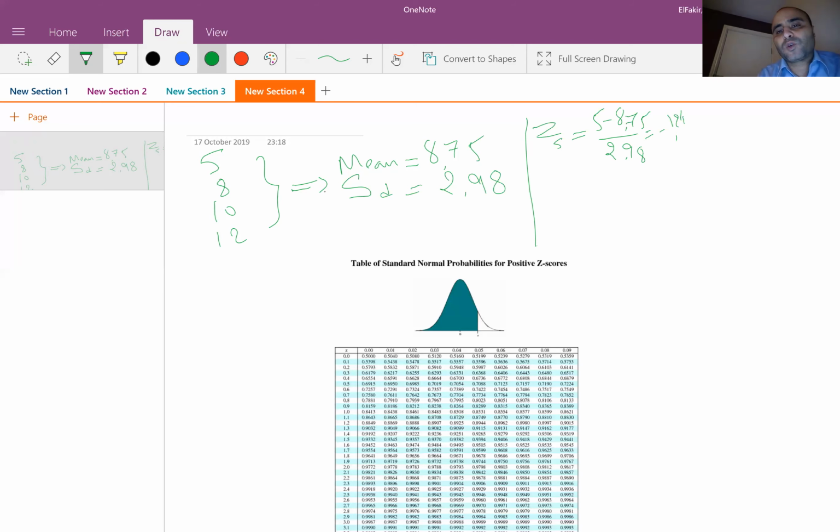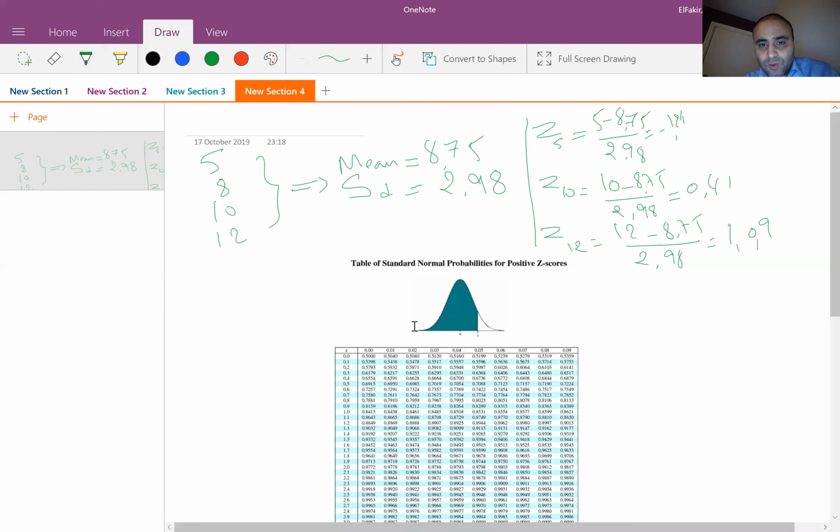Okay, quick one now, can we do it for the value which is 10? So Z-score for 10, this is 10 minus 8.75 over the standard deviation, which is 2.98. That should give us 0.41. Okay, another practice. Z-score for 12, that's 12 minus 8.75 over 2.98, equal to 1.09.